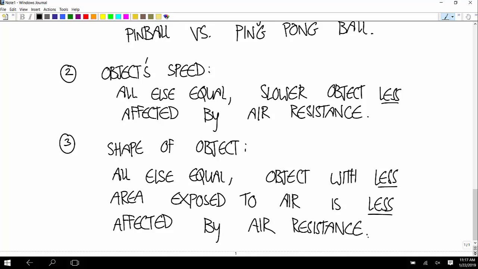And that's how a parachute works. When a parachute spreads out, it exposes a huge amount of area to the air perpendicular to the direction of motion, and all of that creates a huge amount of air resistance, which slows the thing down really fast. Okay, slows it down really easily.